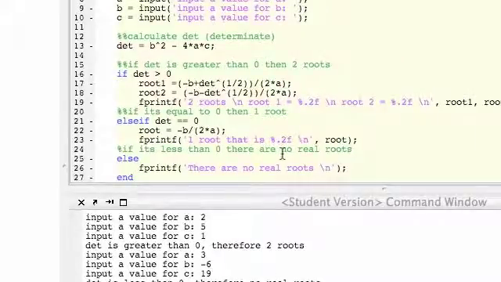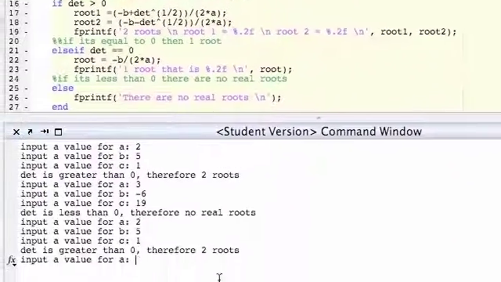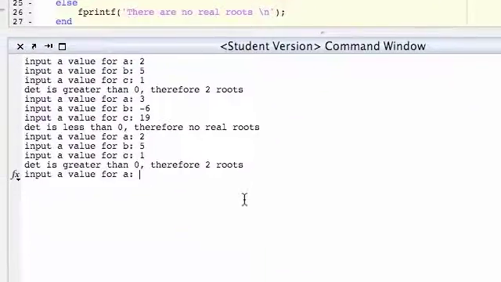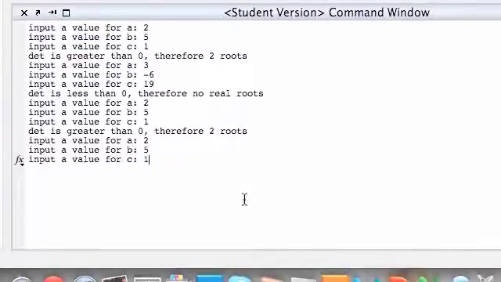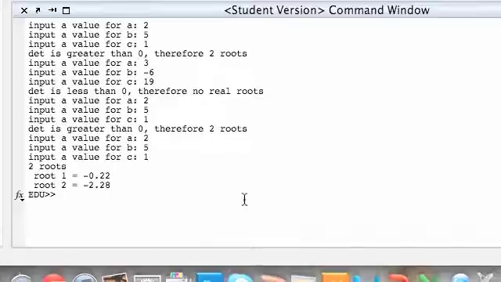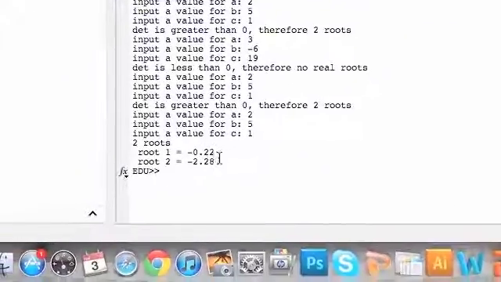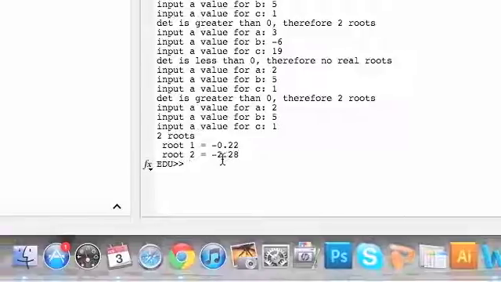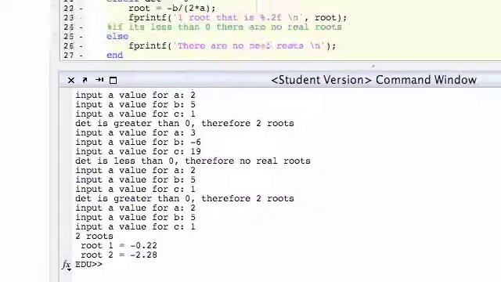So let's give this a go. Input a value for a. So I'll do one that I've done before, the 2, 5, and 1. So a is 2, b is 5, and c is 1. So it says there's 2 roots, root 1 is equal to negative 0.22 and root 2 is negative 2.28. So there we go. That's working.